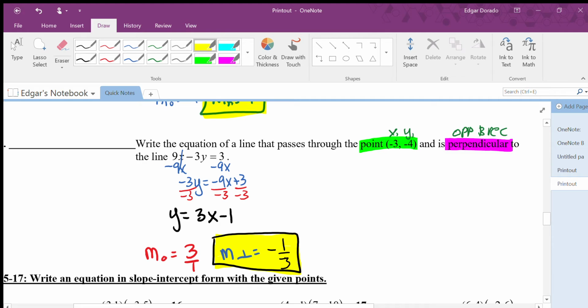And I also have my point. I can go straight to writing point slope. So it's y minus y1 equals m, x minus x1.